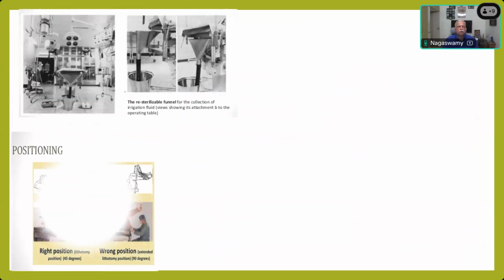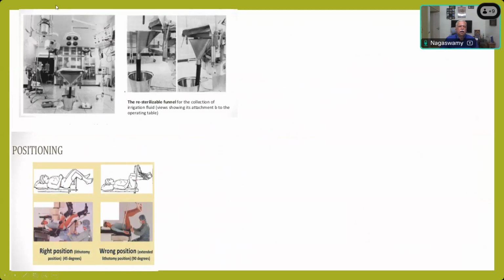And these are some of the adaptations to collect the fluid that is being expelled every time, or spilling out while taking out the resectoscope. The irrigating fluid will soil the whole area. So some people have designed this funnel-like thing attached to the table, which can collect it and directly take it to the sterilized containers.